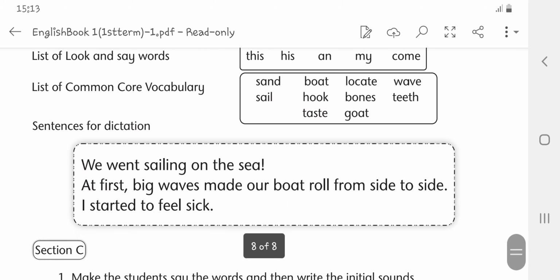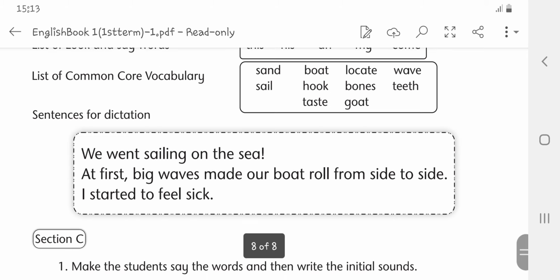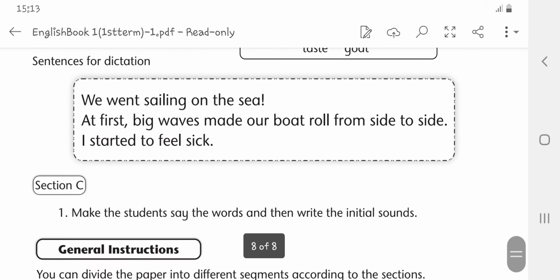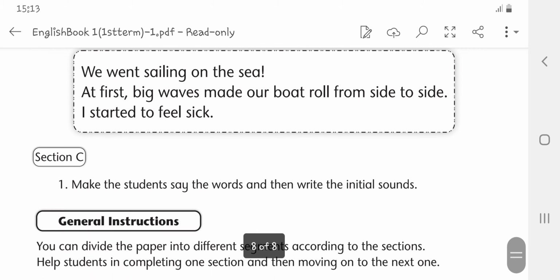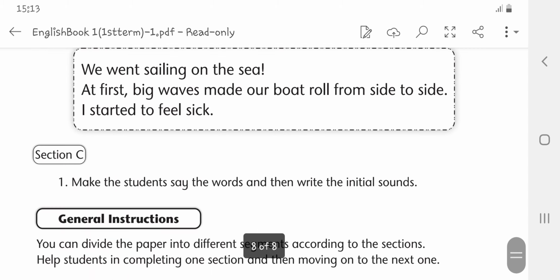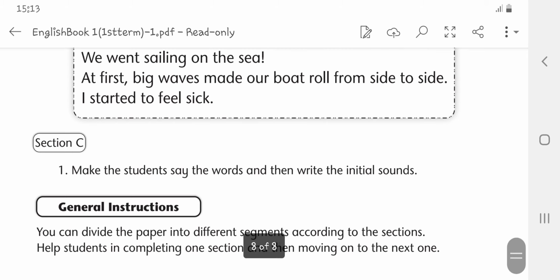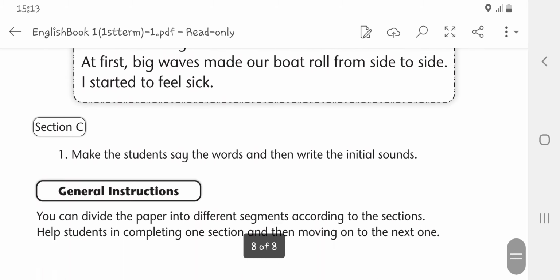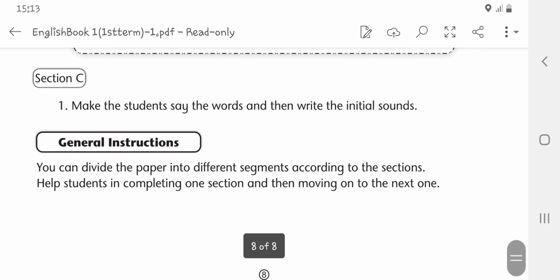The list of common core vocabulary words, because the marks were 5, so there are 10 words: sand, sail, book, hook, taste, locate, bones, goat, wave, and teeth. And the sentences for dictation: we went sailing on the sea. At first, big waves made our boat roll from side to side. I started to feel sick. All this is taken from the book. Section C, make the student say the word and then write the initial sound. Make the student say the word first.